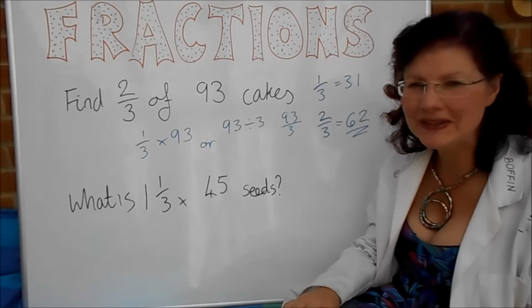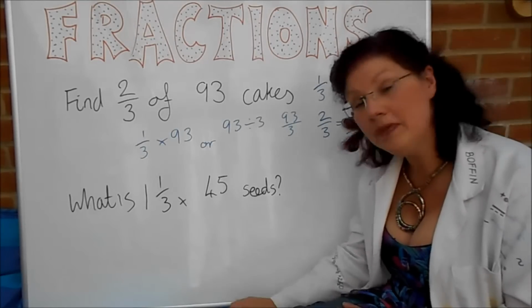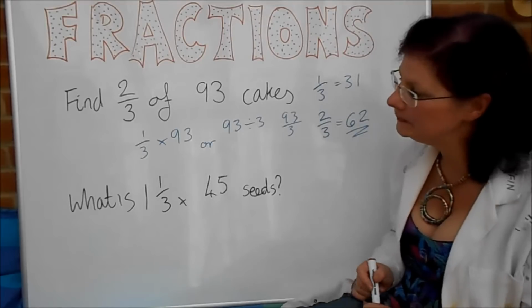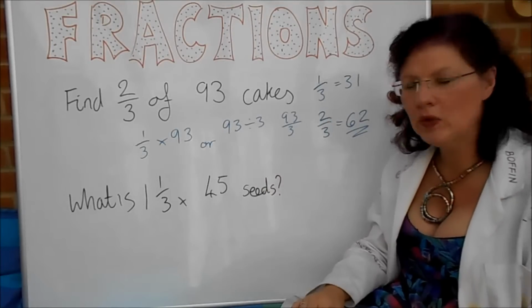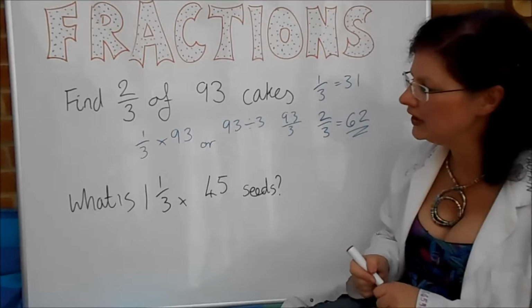So if you need to find, say, 4/5 of something, find 1/5 and then times it by 4. Easy peasy. Now another way of doing them that you may prefer, I'm going to set out down here. That one's kind of doing it in words. This one's kind of more doing it in the maths notation.